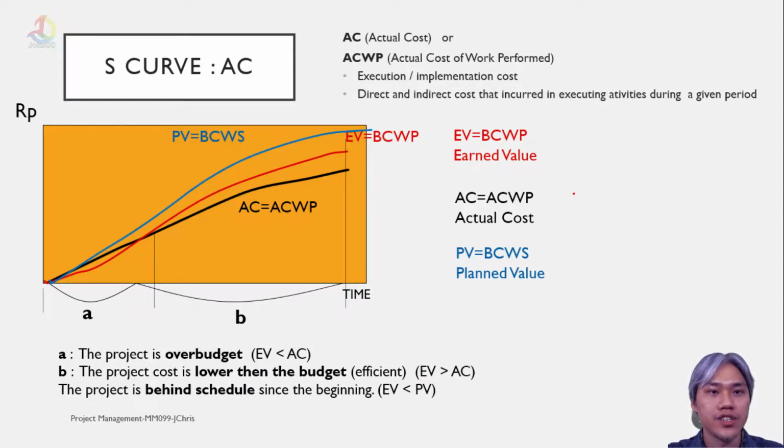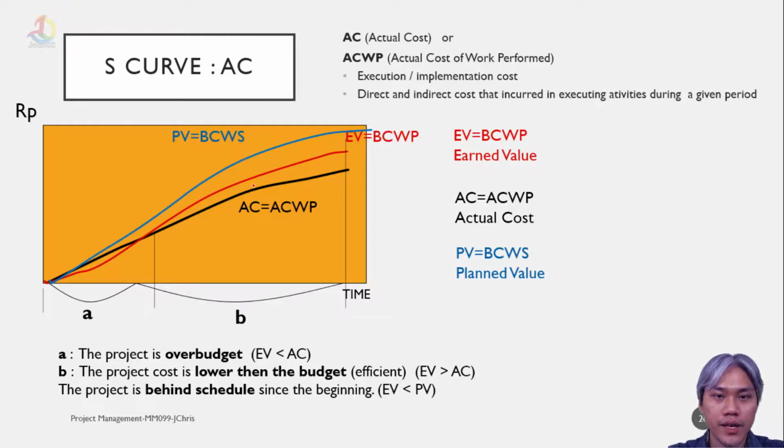Now, this is the S-curve with AC or actual cost. Usually it's called actual cost of work performed. It is combined from execution and implementation costs and direct or indirect costs incurred in executing activities during a given time period. So, as you can see, we have a black graph now, AC or ACWP. This is the actual cost. The blue graph is still the planned value, and then the red is the earned value.